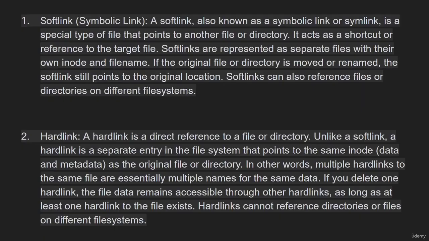Now we will talk about the soft link and the hard link. The soft link is basically a symbolic link. A soft link, also known as a symbolic link or a symlink, is a special type of file that points to another file or a directory. It acts as a shortcut or a reference to the target file. Soft links are represented as separate files with their own inodes and file names. If the original file or directory is moved or renamed, the soft link still points to the original location. Soft links can also reference a file or a directory on a different file system.